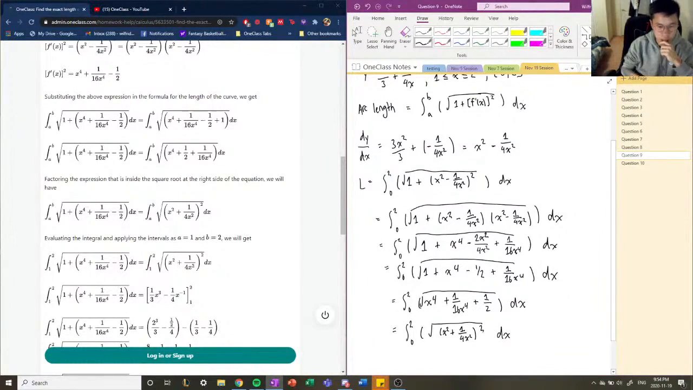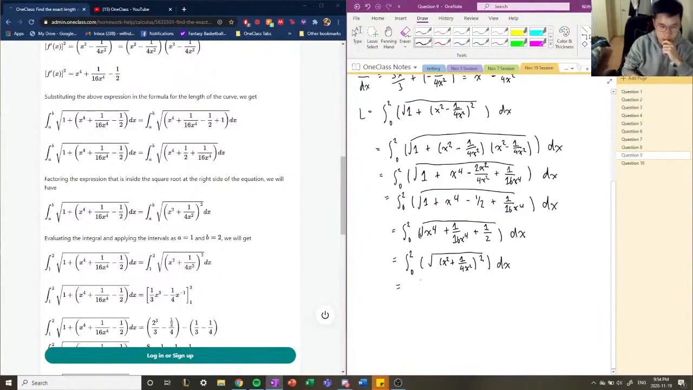Because of that, we can get rid of the square root because of the square here. So all we're left with is the integral of x squared plus 1 over 4x squared, dx, which equals 1 over 3 x cubed, because we're integrating now, so 2 plus 1 equals 3, and we move that exponent down. And this is going to be negative 1 over 4x, with limits 2 and 0.